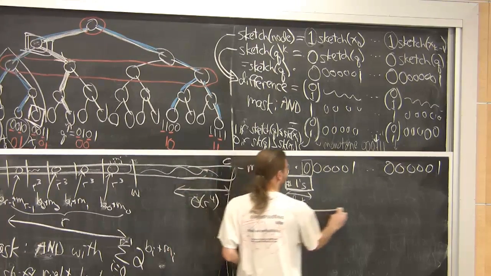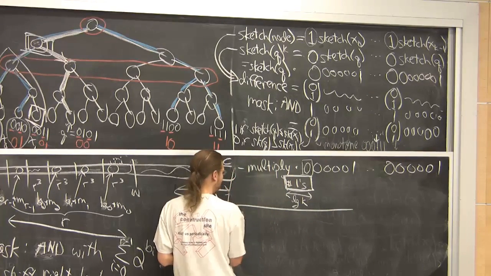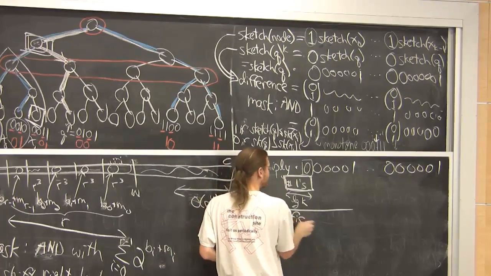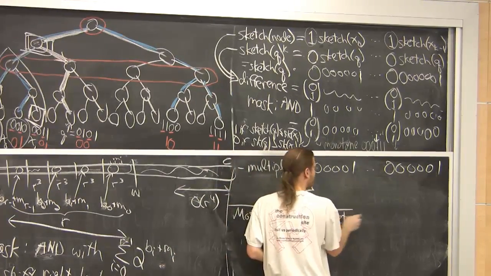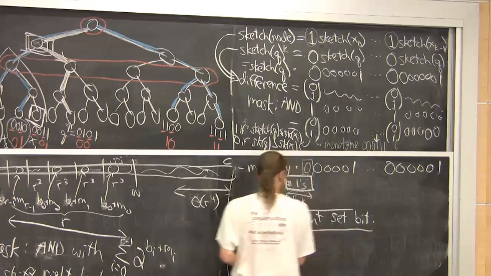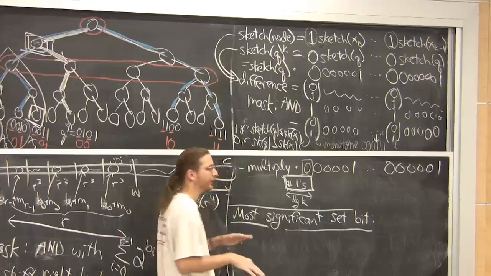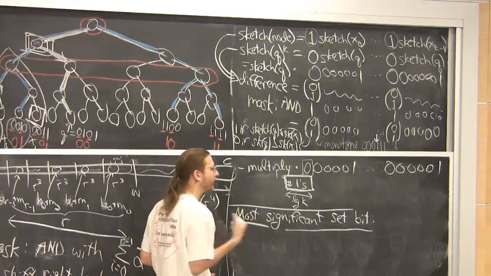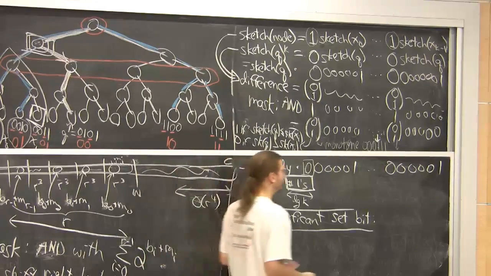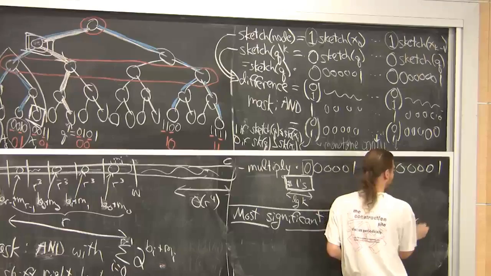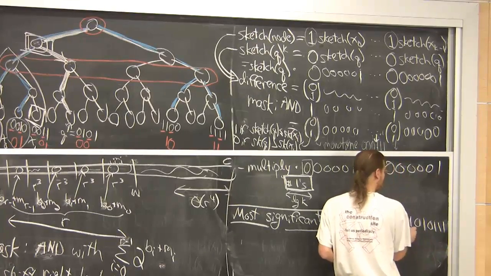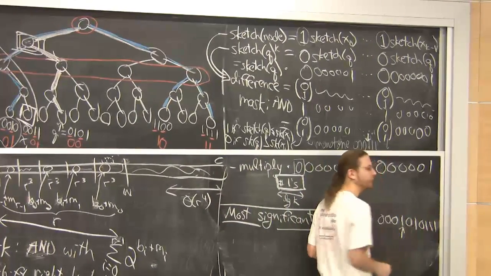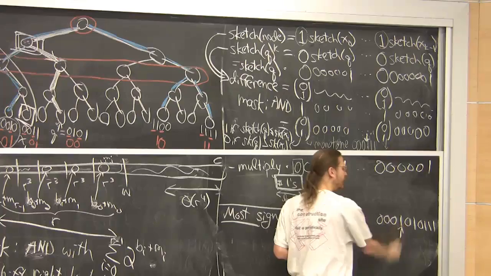One more thing to do, which is most significant set bit. The place we needed this was we were taking the XOR of Q with xi, and then we wanted to find the first bit where they were differing. So after you take the XOR, you've got some bit string that looks like this. You want to find this bit, because that's the place you diverged. Then we would turn that to 0 and change the rest to 1s.